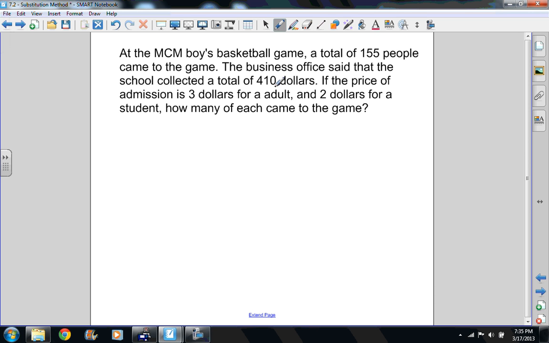Alrighty. Now, this was tough. But what I did to solve this is I thought about making the students x and the adults y. And so I said if we add x plus y, students plus adults, is going to be equal to 155 people. And if I said that we had $410, well, it's going to be $2 times each student plus $3 times each adult is going to give us $410. And voila, we have a linear equation.